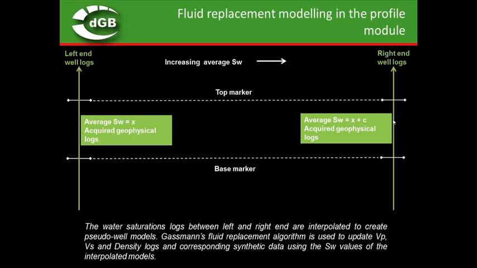Similarly, the right end has the same water saturation log, but scaled such that the average water saturation now is greater than that of the left end in the interval of interest. Also, the geophysical logs are same as the left end. So basically, the water saturation logs between left and right end are interpolated in between to create pseudo-well models, which are further subjected to Gassmann's fluid replacement algorithm, which updates their VP, VS, and density logs and generates synthetic data corresponding to the new fluid fill using the water saturation values of the interpolated models.